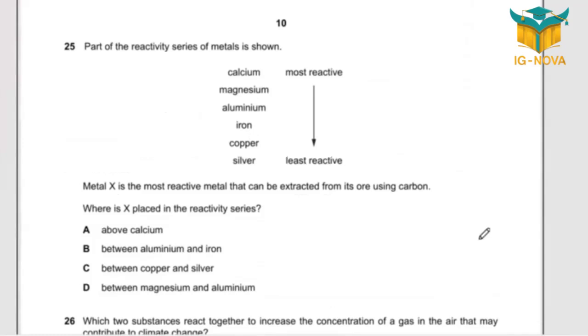Reactivity series and how to extract metals. We extract metals by electrolysis if they are more reactive than carbon, but if less reactive than carbon we go straight to the reduction method. So metal X is the most reactive metal that can be extracted from its ore using carbon. That means it is less reactive than carbon. Where can we place it in the reactivity series? Above calcium is impossible, electrolysis only. Between aluminum and iron, I accept, because iron itself is extracted with carbon, and aluminum or above it in the reactivity series is not, so I can add X in between.